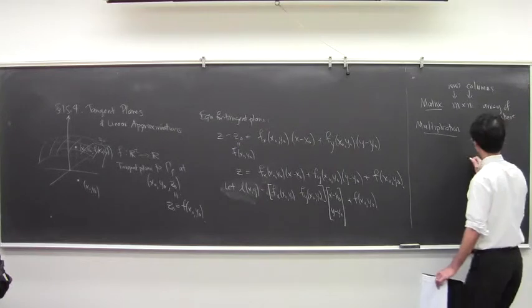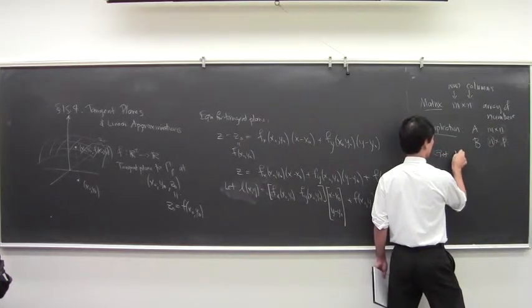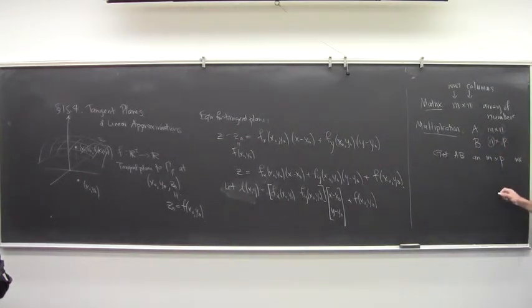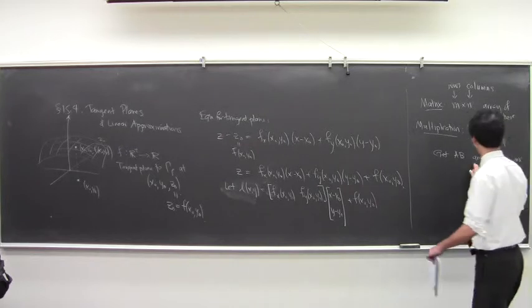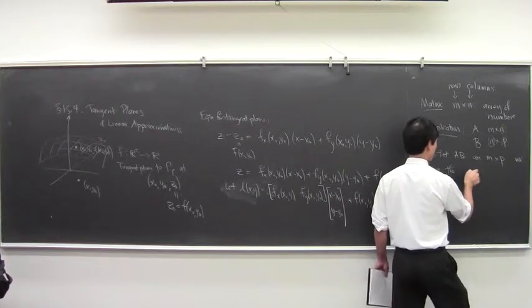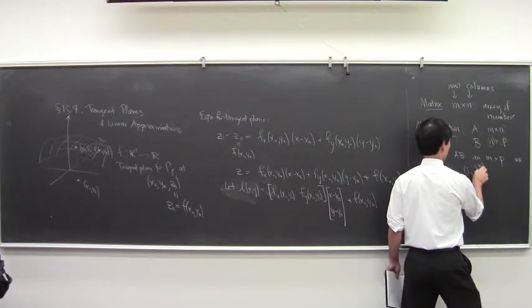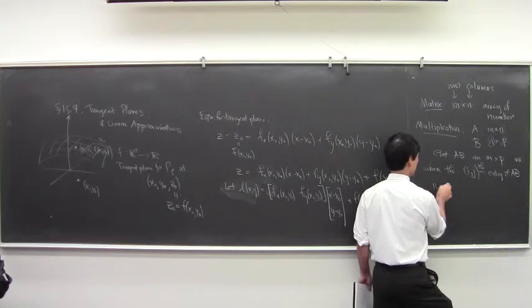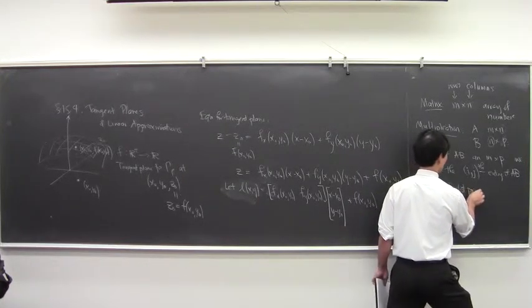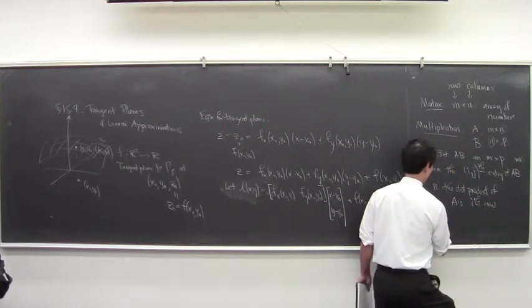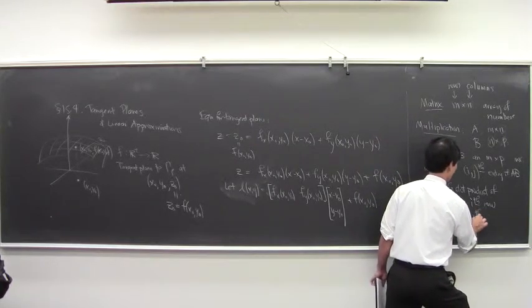And what you get is an m by p matrix, and it's made in the following way: the ijth entry of AB is the dot product of A's ith row against B's jth column.